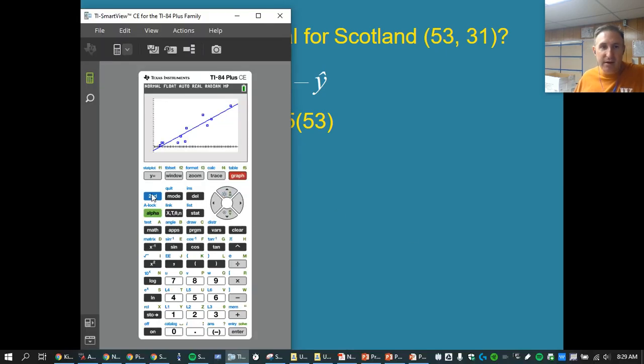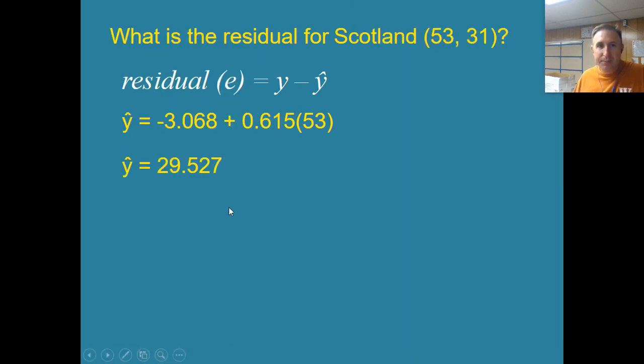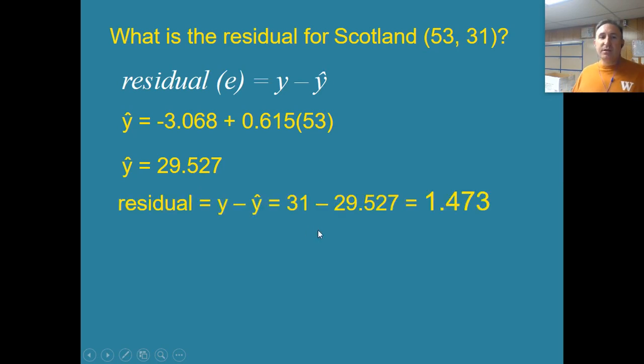If we do that on the calculator, if I get back to the home screen, I can do that by going to alpha F4. This brings up our bars here, and we're going to just say, okay, this is f of 53. And when I do that, it gives me back my 29.527. So I'm going to use that predicted y to find the residual. So I'm going to do 31, my actual, minus the predicted. I get 1.473.